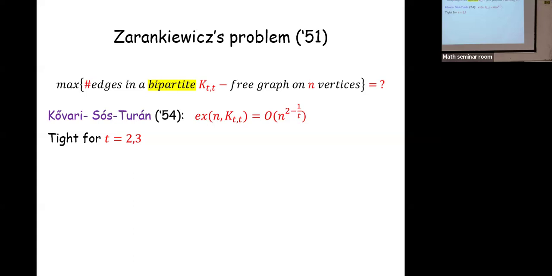A 4-cycle and a K_{2,2}, notice it's the same. A 4-cycle, right? I could draw it. So this is one side and this is the other side, right? So it's a 4-cycle, right? K_{2,2} is the same as C4.